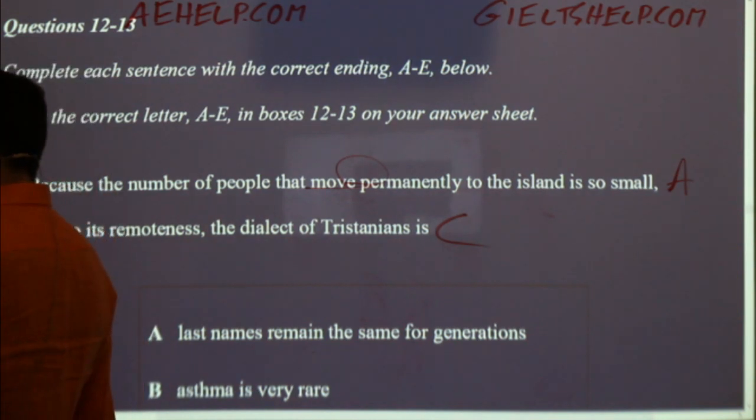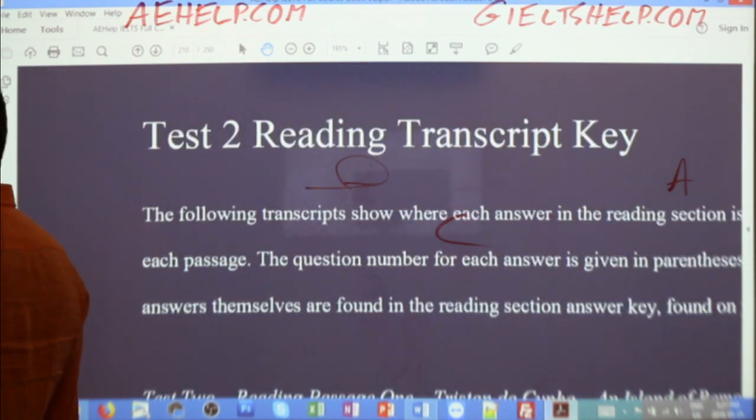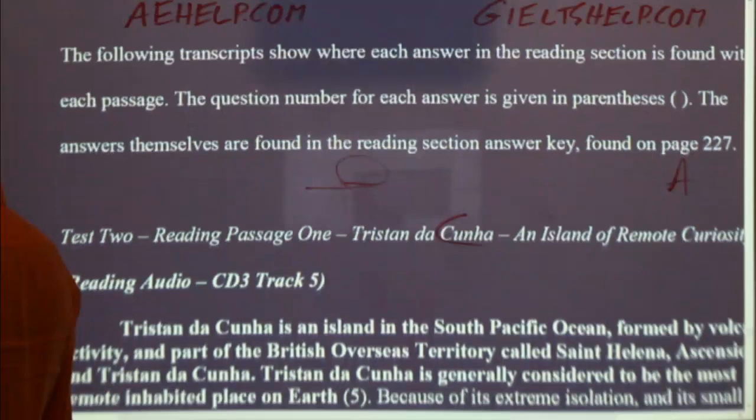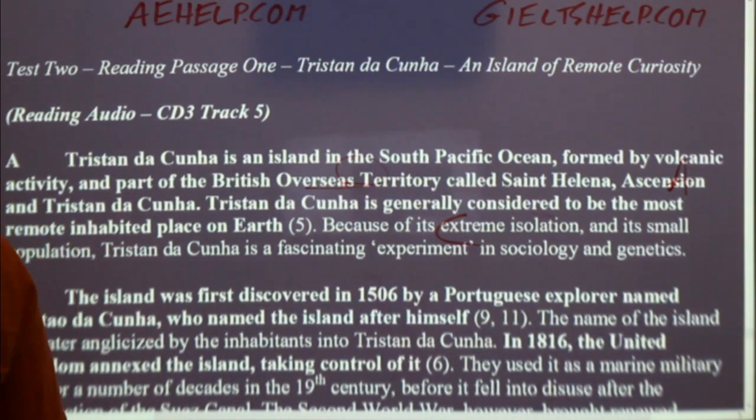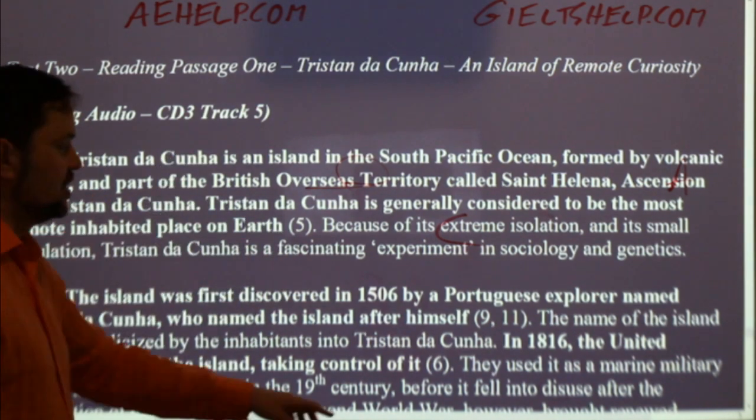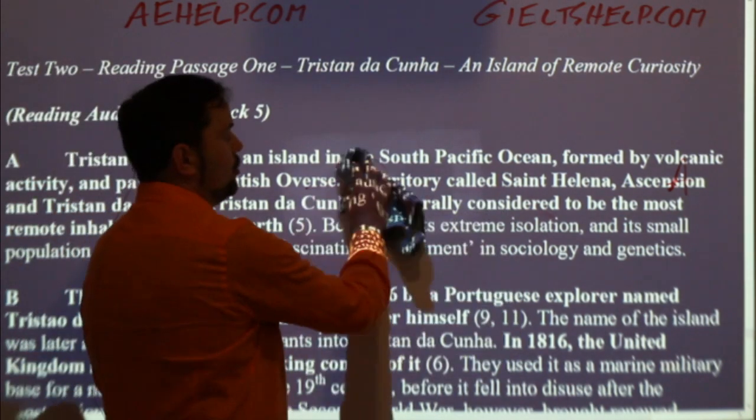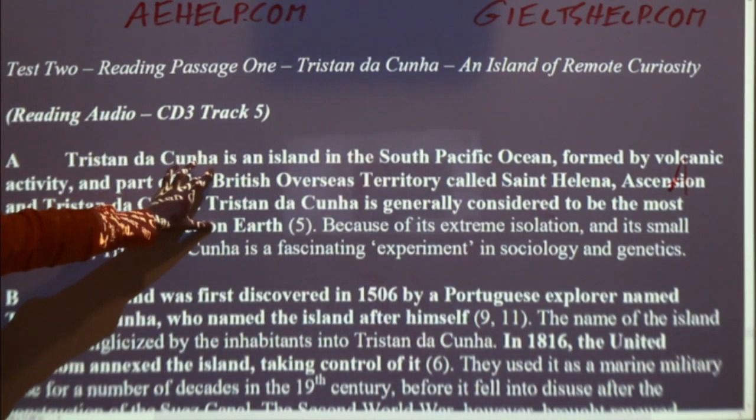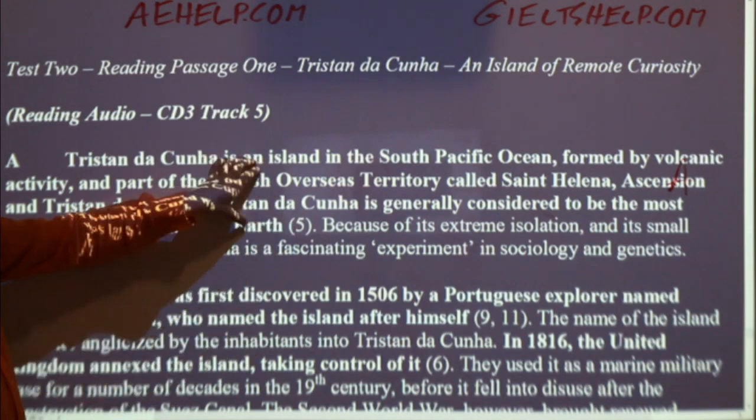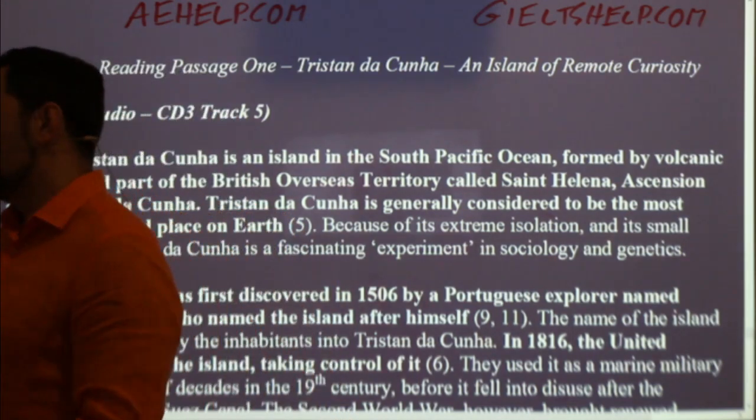If you have our books from our websites, or if you're a sponsor and we've sent you our book, you can always check where these answers are coming from. We have the transcripts for these in the back of the book. This is the one for Tristan da Cunha. For question number 5, you find the answer here. For questions 9 and 11, you find the answer here. So if you're not sure where those answers are coming from, go to the back of the book and look at the bold text, and you will know that for question number 5, I should be looking at this part here.